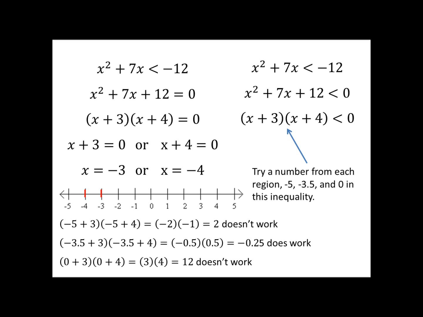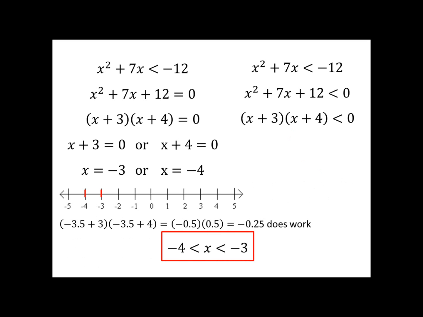So let's try negative 5. If I plug negative 5 into the left side of that inequality, I get 2. Well, that doesn't work because 2 is not less than 0. If we plug in negative 3.5 into the left side of that inequality, we get negative 0.25. Negative number, less than 0, that works. Plugging in 0, nice easy number to plug in. Plug 0 into that left side of the inequality, I get 12, less than 0. No, doesn't work. So the only region that worked was that middle region.